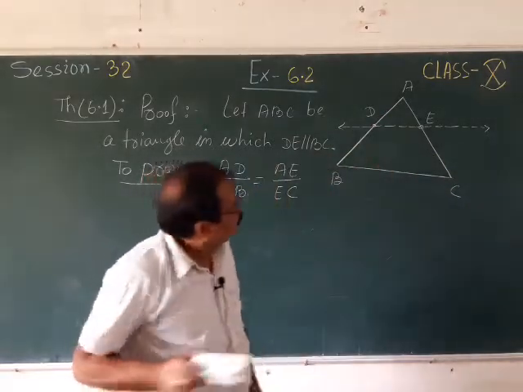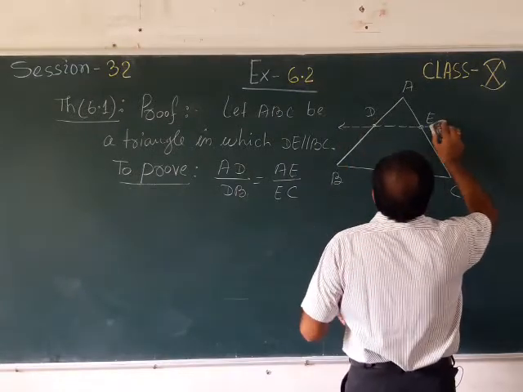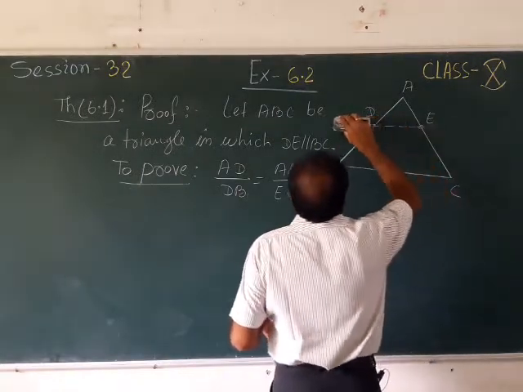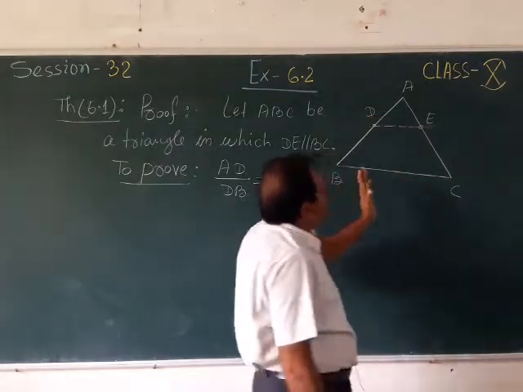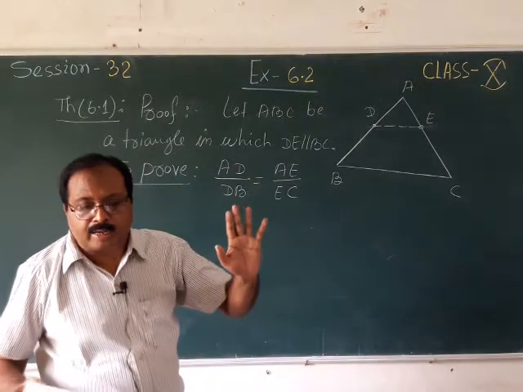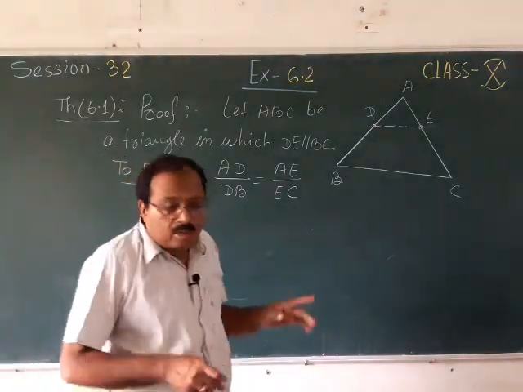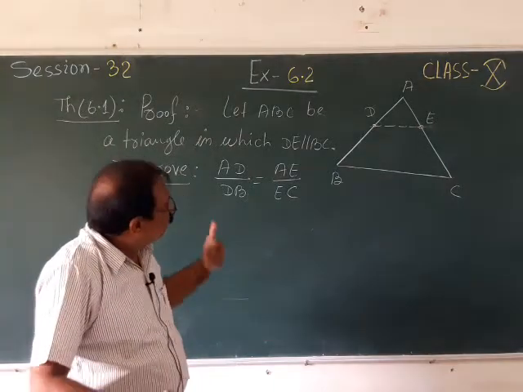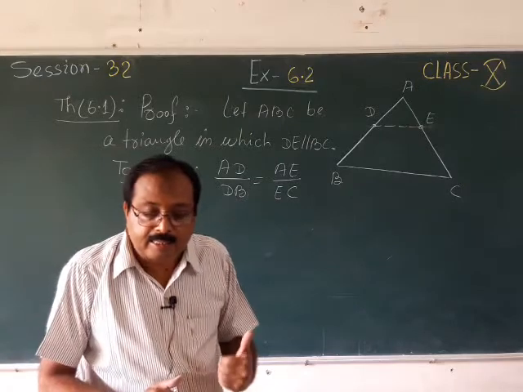Here I have done the extension just to show you. No need to extend it. If you don't want to extend, don't extend it. I have extended so that you can see that these two lines are parallel to each other. Now we need to do some construction to prove it. So what is the construction?